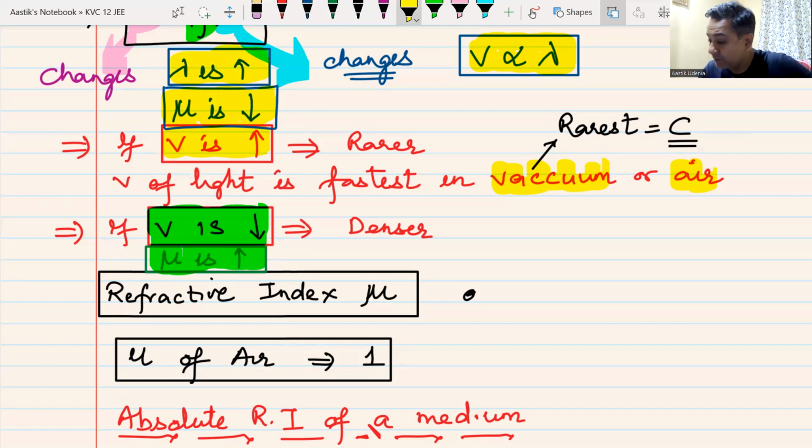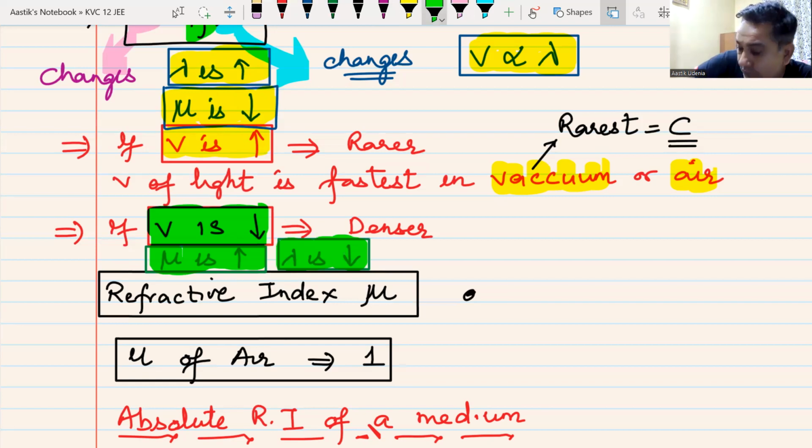And for the denser medium, I don't have space, so I'll just write it here. Lambda is less. For a denser medium, lambda is less. All these three things refer to the same quantity. Yes or no? So everyone understands refractive index now? And you can also find out the refractive index.